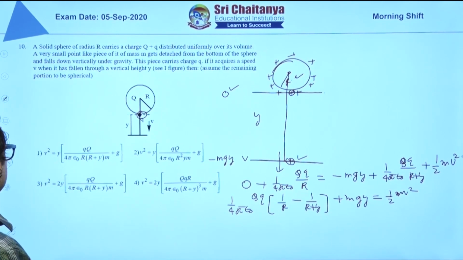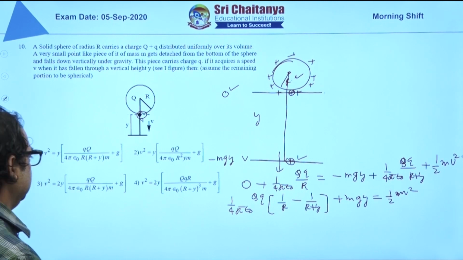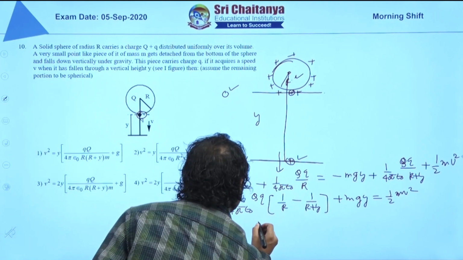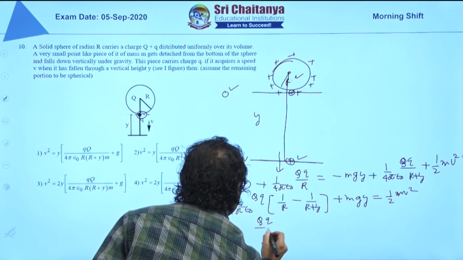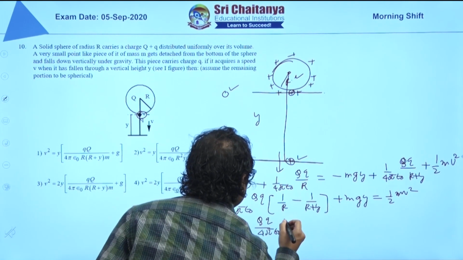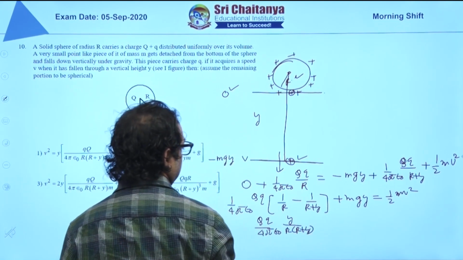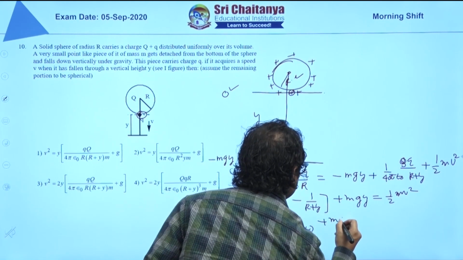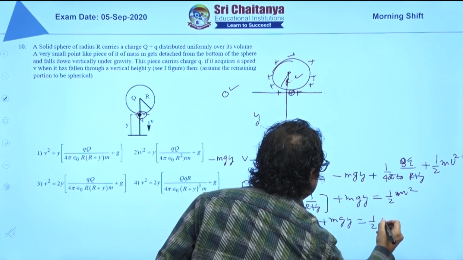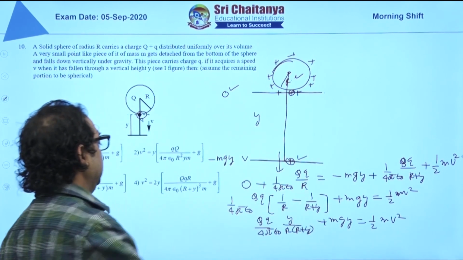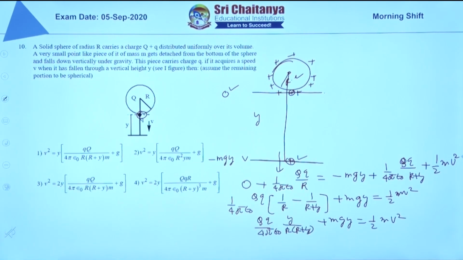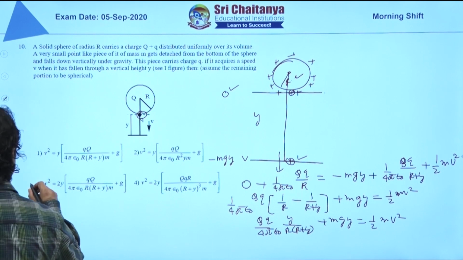So, we need to find v square. So, this one will get q by 4 pi epsilon naught. This one is y divided by r into r plus y, plus mgy is equal to half mv square. So, y is there, 2 has to be there, 2y, and it has to be q, okay, 2 is multiplied over here. So, this is the third answer.